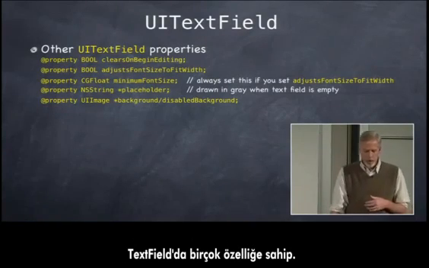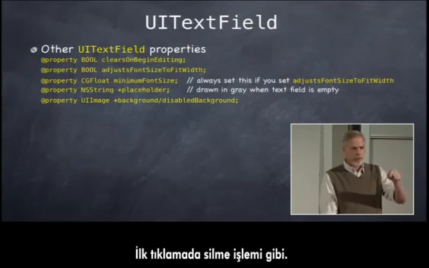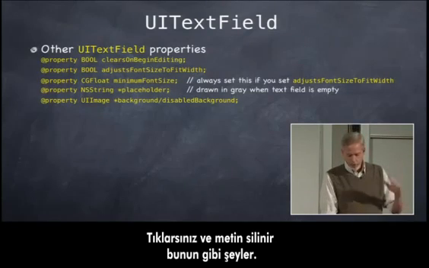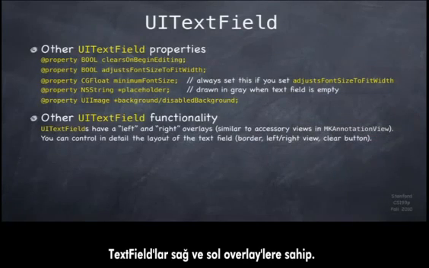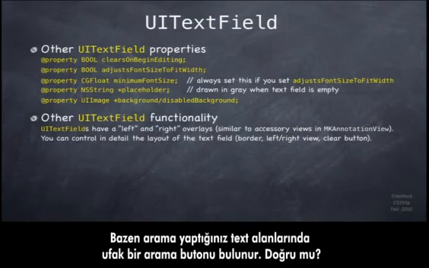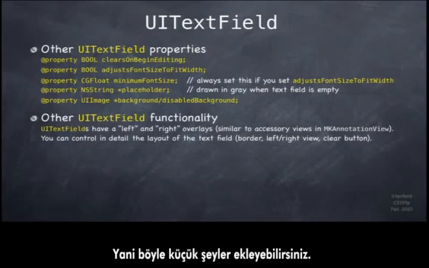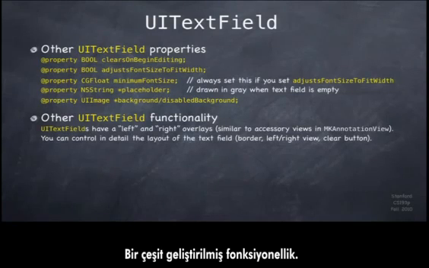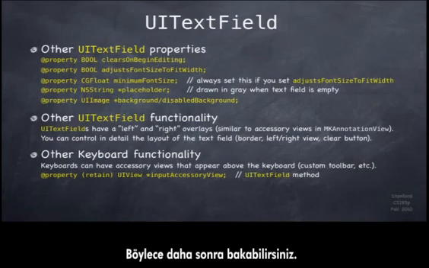UITextField has a bunch of other properties. I'm not going to waste time going through these things, like clearing when you first click, does it clear out the text, things like that. The text fields also have left and right overlays. You've probably seen these, like sometimes there's a little search button in some text fields, right, where you click it and you can search by that thing, or so you can add little things. It's kind of advanced functionality. I'm not going to go into all the detail, but I just want to let you know these things exist so you can look them up.